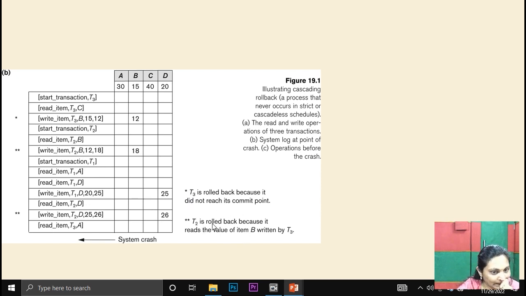Because of transaction T3, T2 also rolls back because it reads the value of atom B written by T3. T3 wrote the value of B, that is 12, which is read by transaction T2. But transaction T3 fails, so B does not keep the changed value. So transaction T2, which accepted the value written by T3, is rolled back because it reads the value written by T3. Because of the system crash, these transactions are rolled back.